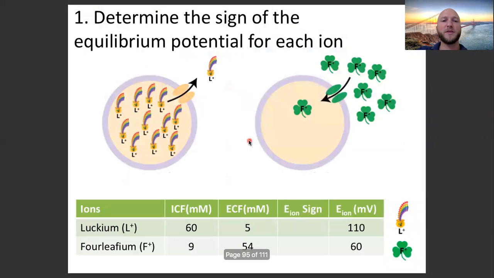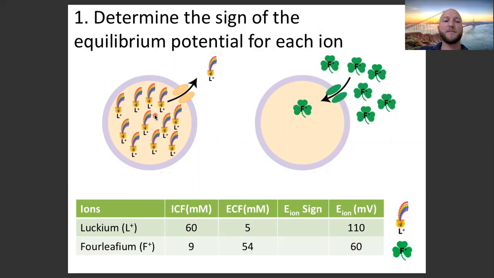Actually, before we jump on to step 2, let's look at another example. Right here, we have lithium, which is positive. Its concentration gradient is flowing out of the cell. Right here, we have another lithium, whose concentration gradient is flowing into the cell, and it's positive. The equilibrium potential for the first lithium is 110, and the equilibrium potential for the second lithium is 60. But we don't know the sign. We don't know if it's positive or negative.